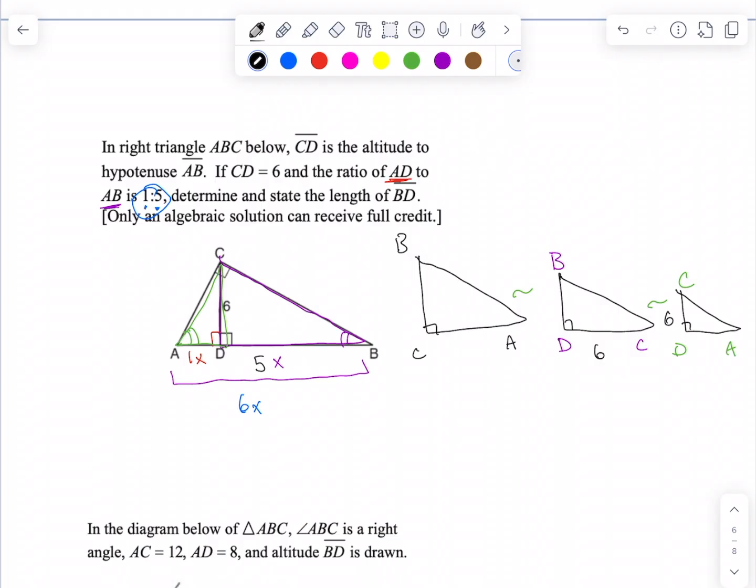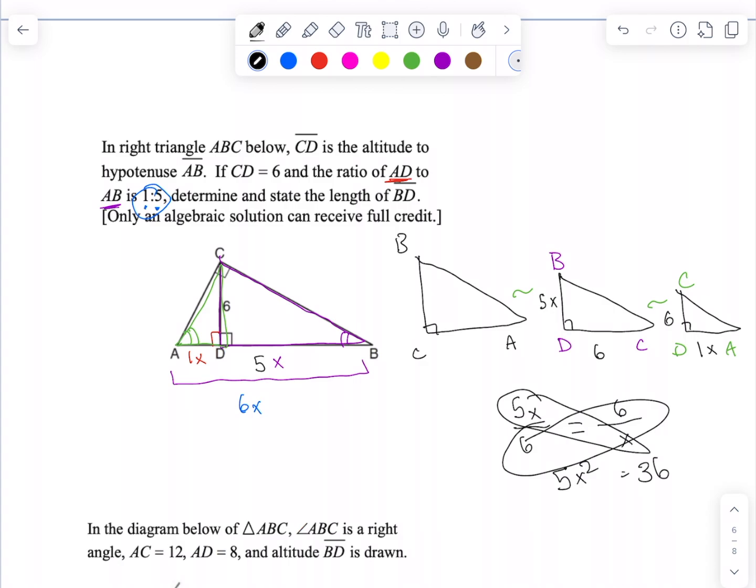Okay, so we need to find DB. DB, I'm going to represent as 5x. And we also have AD, which is 1x. So now we can make a proportion. 5x over 6 equals to 6 over x. So we have 5x squared equals to 36.